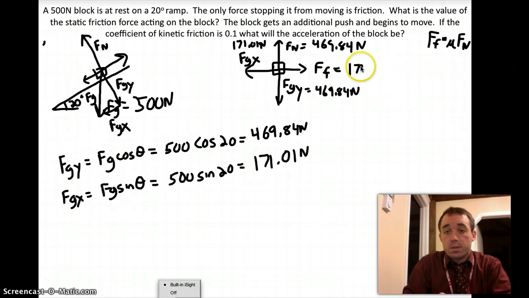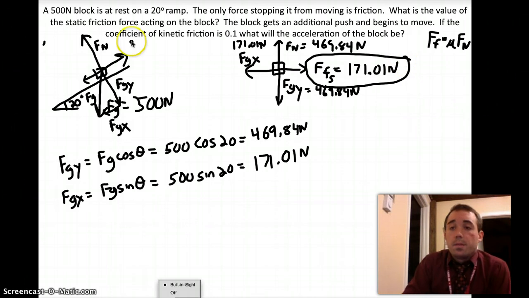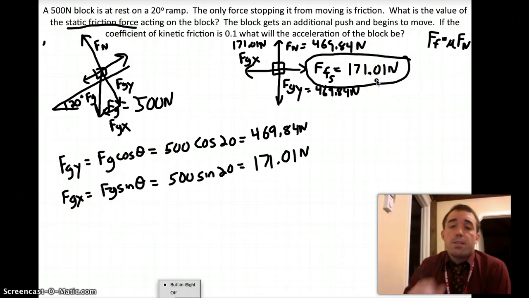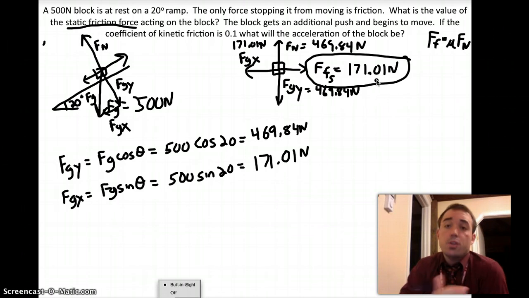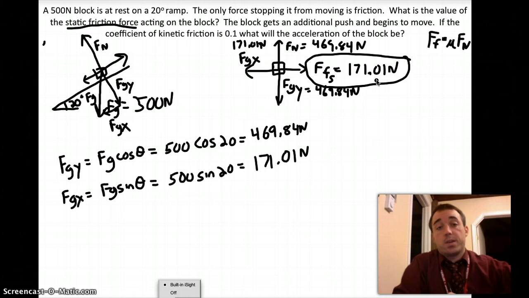So that means that our force of friction, which in this case is a static friction force, is 171.01 newtons. So that is part A. The value of our static friction force is 171.01 newtons. But now the question moves on and says we are pushing the block, which means we're breaking that static friction bond. We don't know exactly what the maximum is, but it has to be more than 171 because we're still static. So the ramp can push back upwards a little bit more. But again, we don't know exactly what it is.